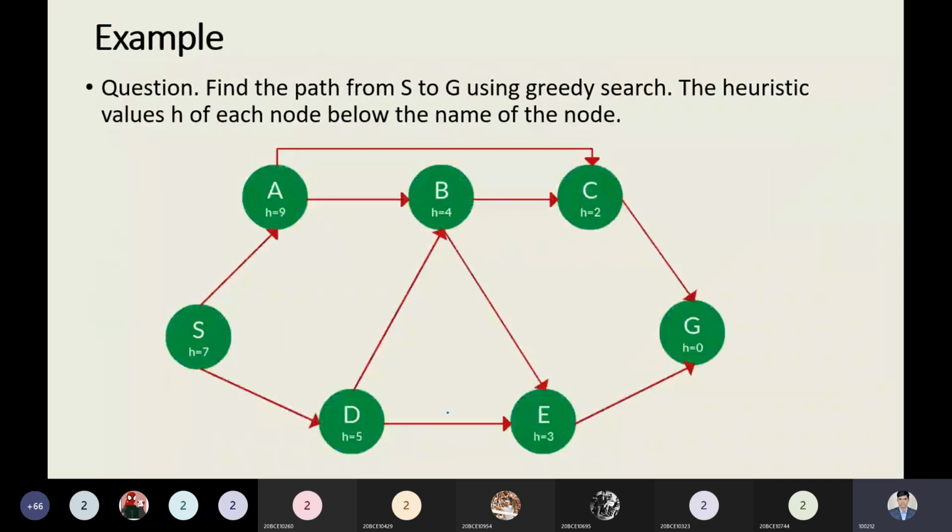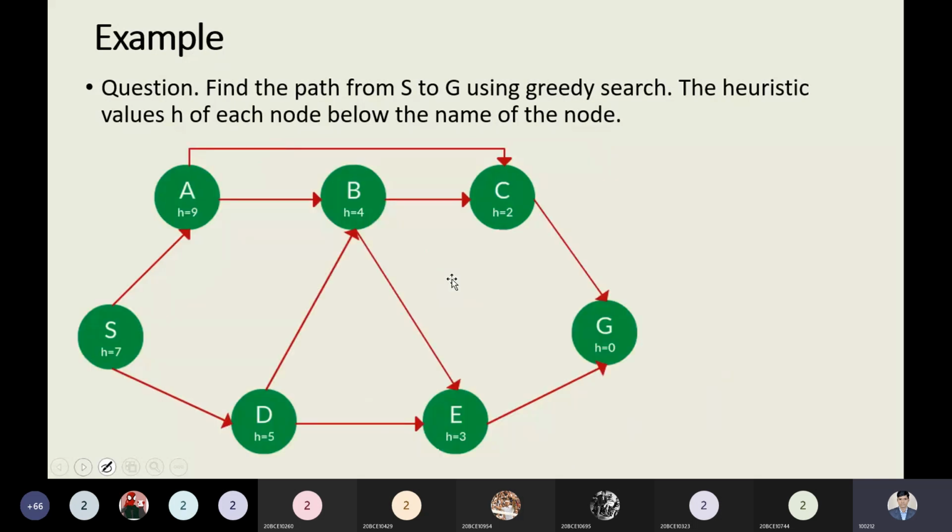Are you able to see this screen, where the image has the graph and some values h9, h4, h2, h0? This is actually the heuristic values which are given. Yes, tell me right now, is it visible to all? Yes, sir. Okay, so from this point you can easily calculate. I'm pretty sure you can easily solve this problem.